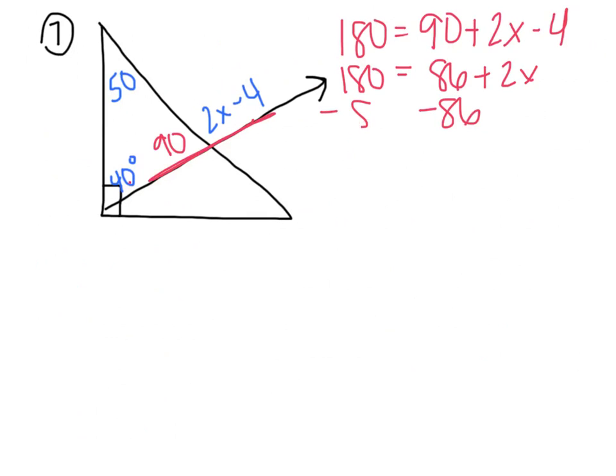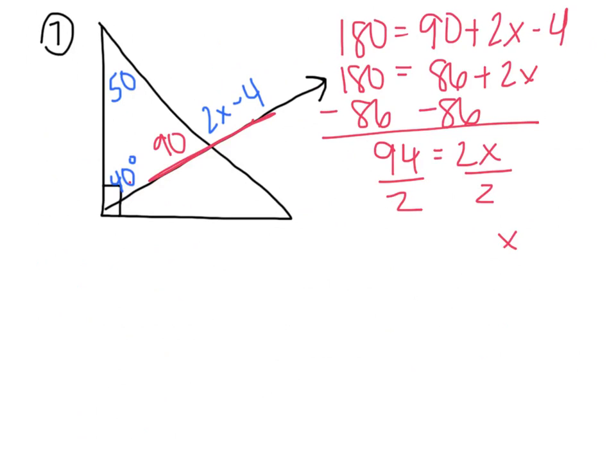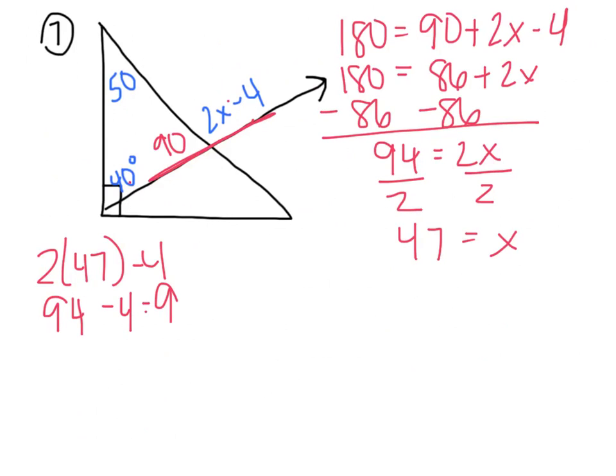Minus 86 is 94 equals 2x. Divide both sides by 2. 94 divided by 2 is 47. So we can plug it back in to get 2 times 47 minus 4. So 2 times 47 is 94 minus 4 is 90. Now you can fill out your vertical angles.